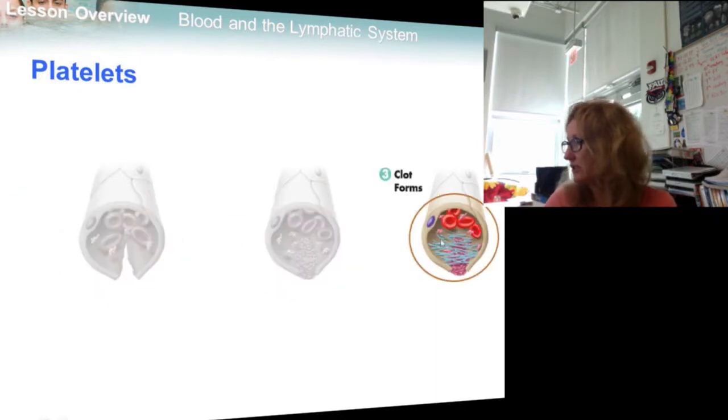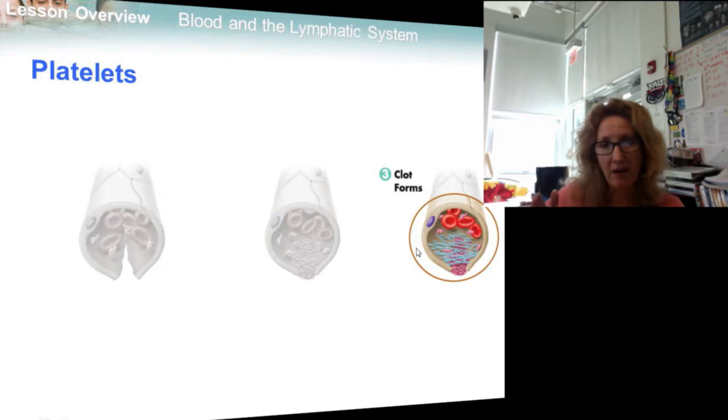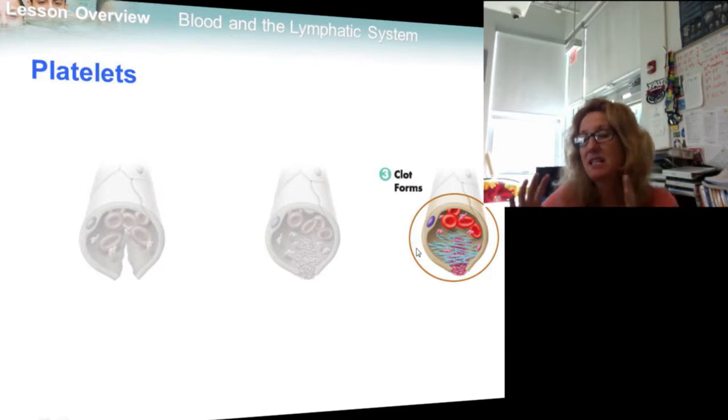The thrombin, as you can see right here, converts the soluble plasma protein, remember the fibrinogen, into something insoluble and causes these sticky little fibrin filaments, which then form the clot. The clot seals the damaged area and prevents further blood loss.